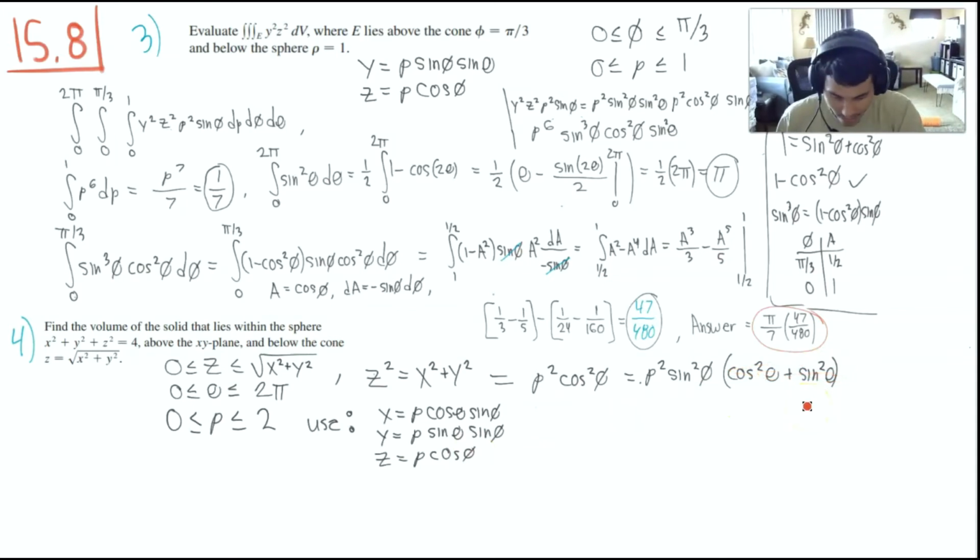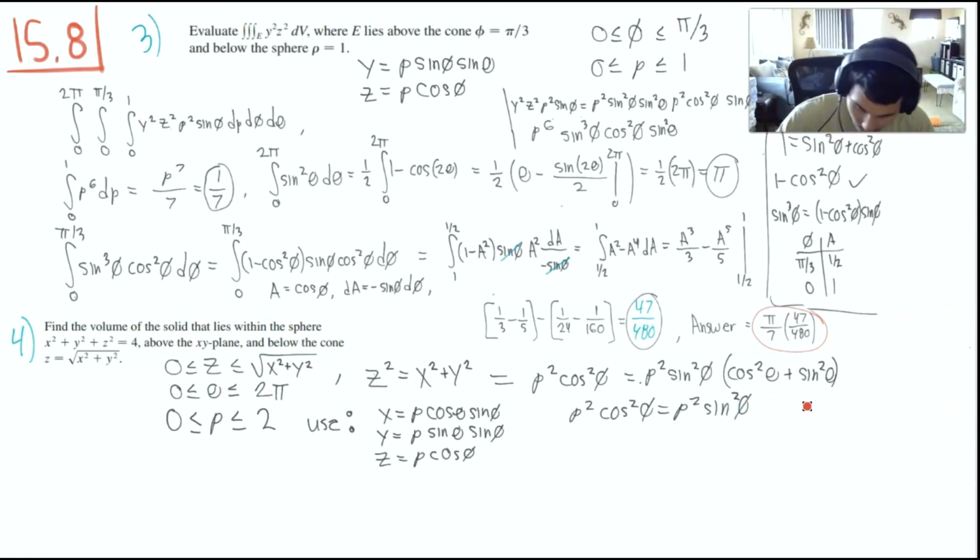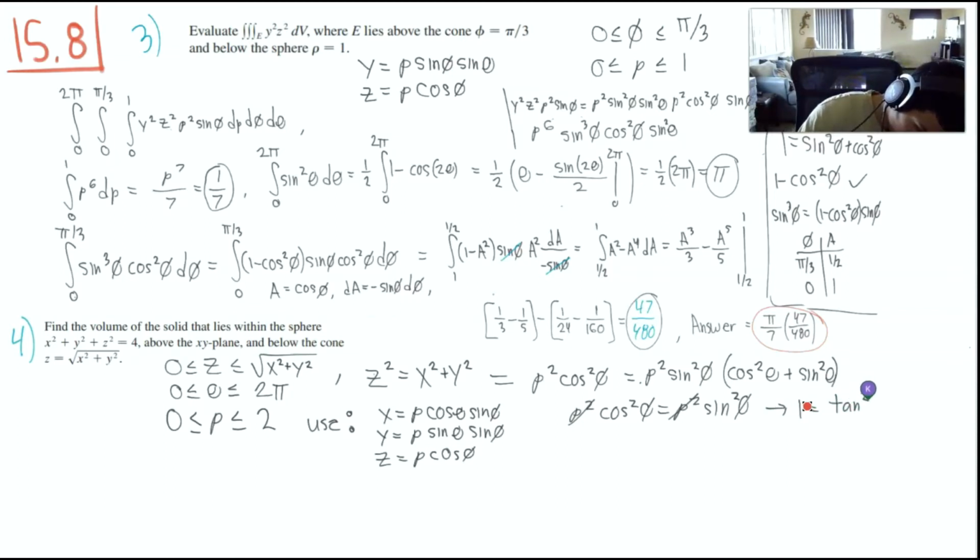Okay, look at that. All of this reduces down into rho squared cosine squared phi, which is equal to rho squared sine squared phi. And then all of that reduces even a little bit more. You can get rid of the rho squareds because they're on different sides. And then you could write this exactly as 1 is equal to tangent squared phi.